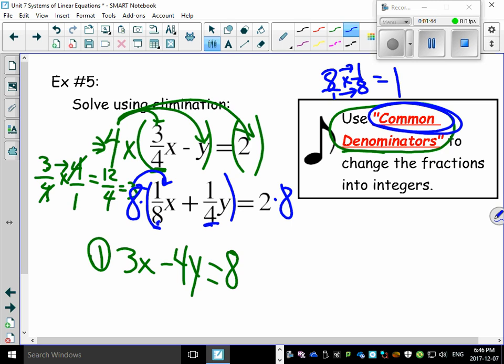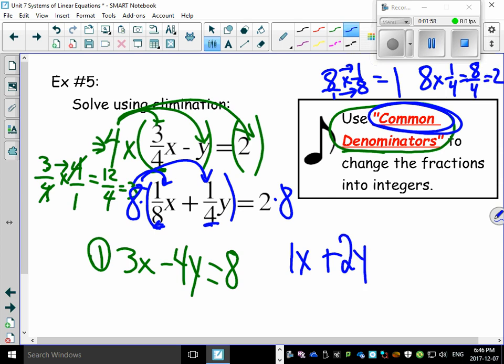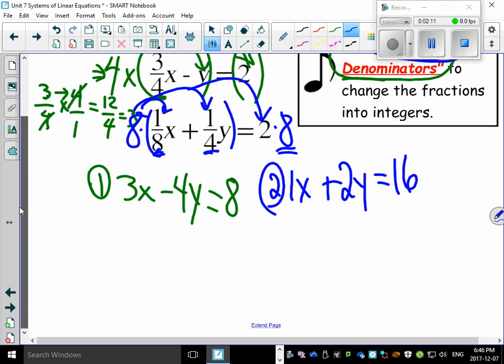So this equation now becomes 1x plus, okay, now 8 times a quarter. 8 times a quarter gives you 8 over 4, which is just 2. This becomes 2y. And check this out, all the way to this one, I already got it there. 8 times 2 equals 16. Look how nice your equations worked out to be. And as a matter of fact, they're all lined up for you to use the elimination method on.